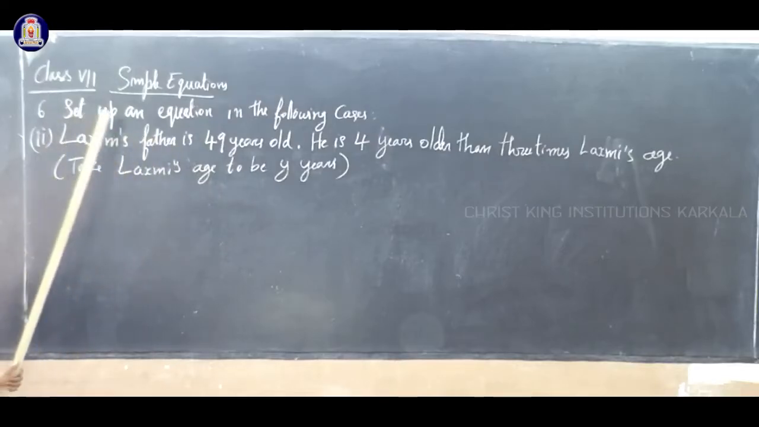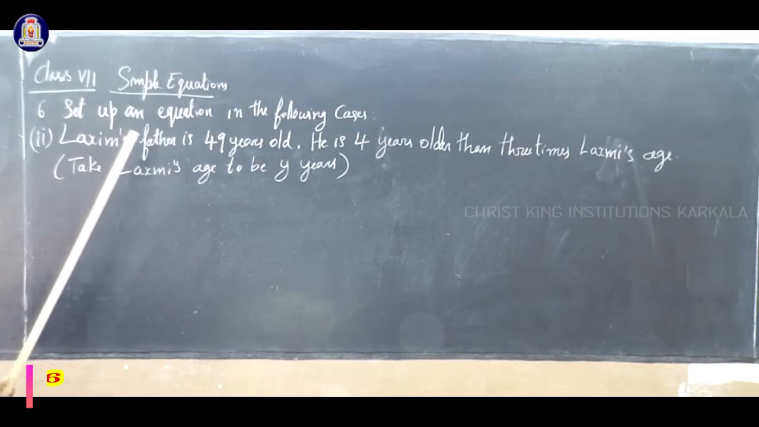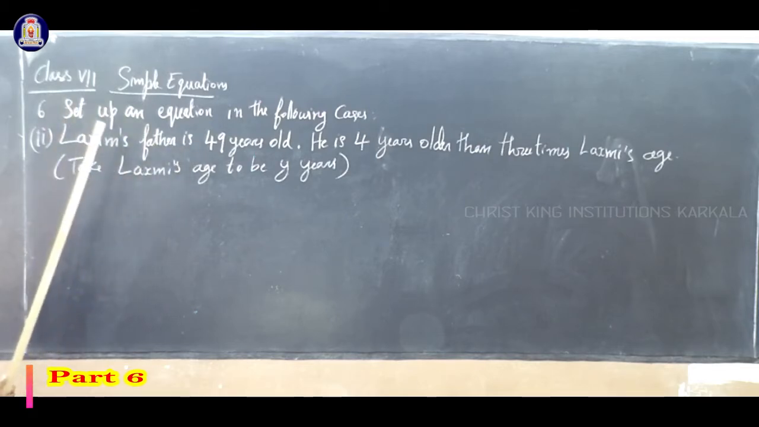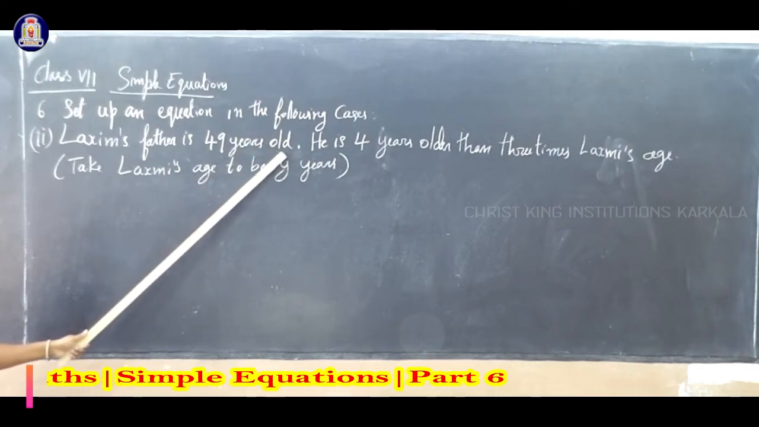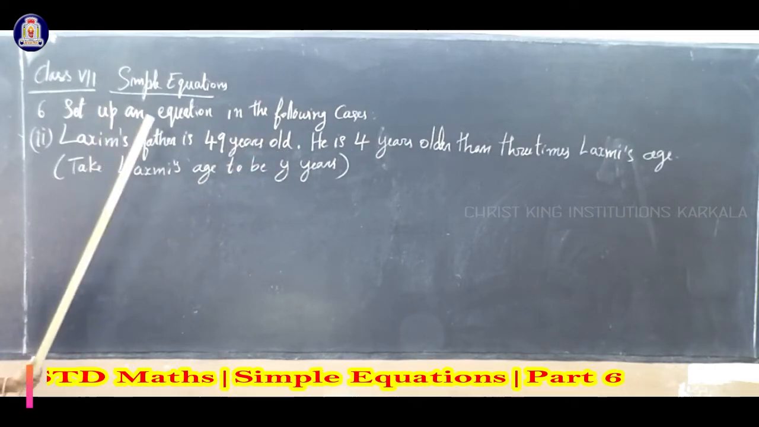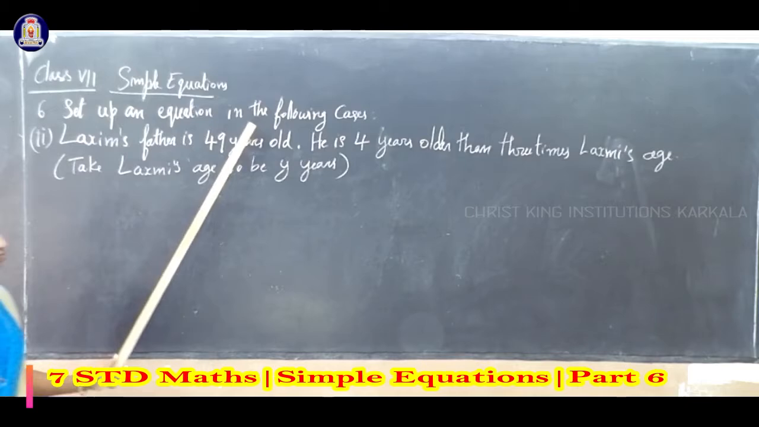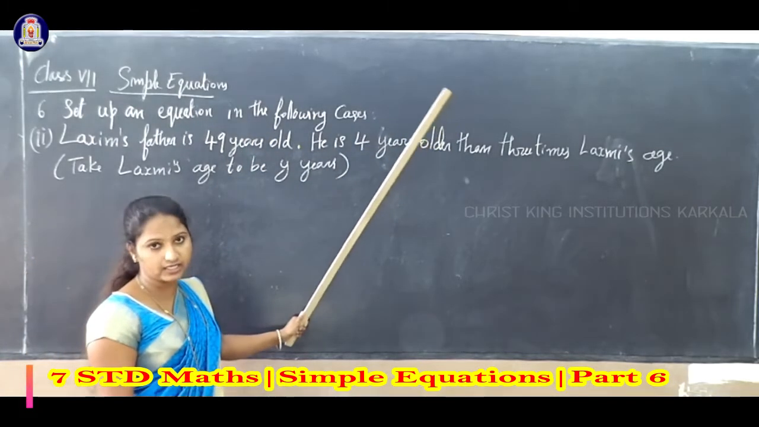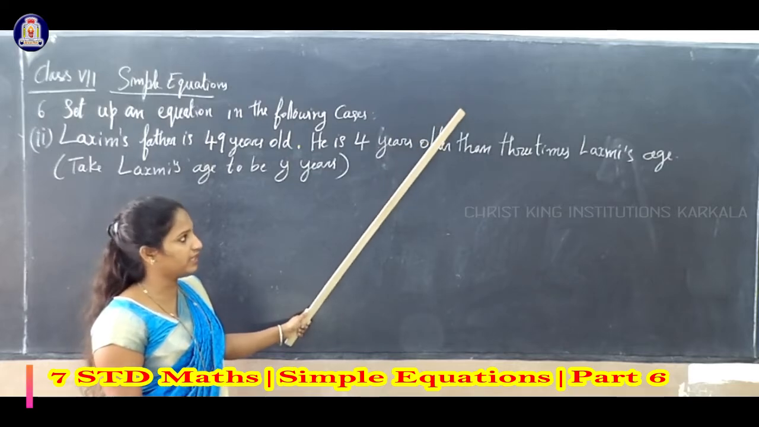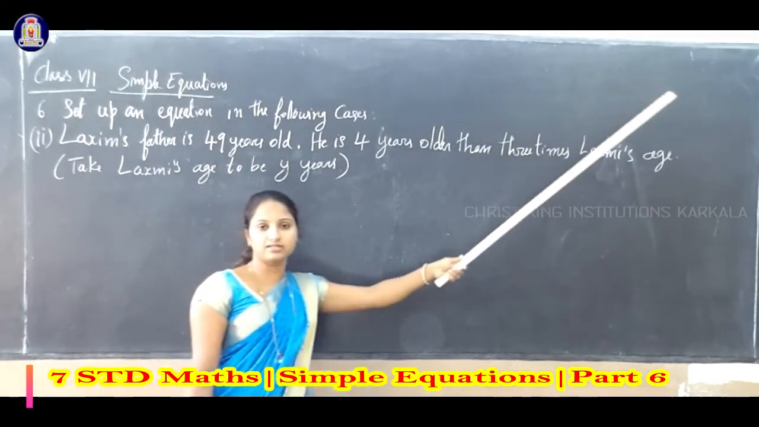Question: set up an equation in the following cases. In the second one, Lakshmi's father is 49 years old. Clear? Lakshmi's father is 49 years old and he is 4 years older than 3 times Lakshmi's age.